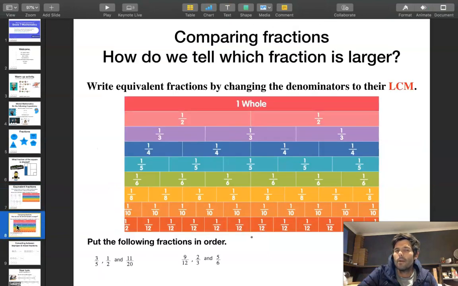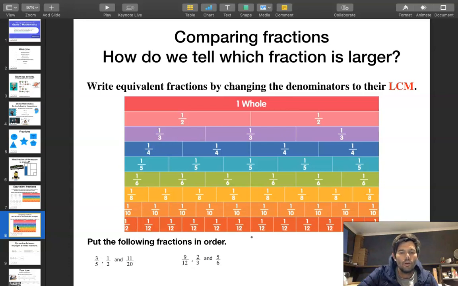Okay, comparing fractions. So how do I know if a fraction is bigger than another fraction? Quite often you'll be asked the question, put the following in ascending order. Remember, ascending order is smallest to biggest, so going up, and descending order is biggest to smallest, so going down. The way I remember that is descending starts with the letter D, and down starts with the letter D, so descending must be going down. Okay? Right, so at the bottom of that page it says put the following fractions in order.